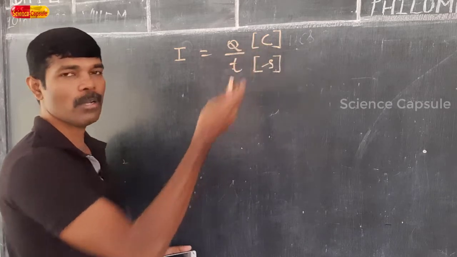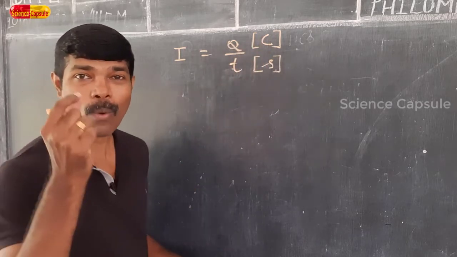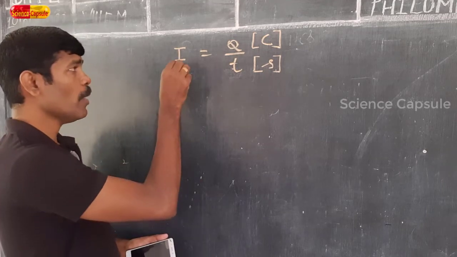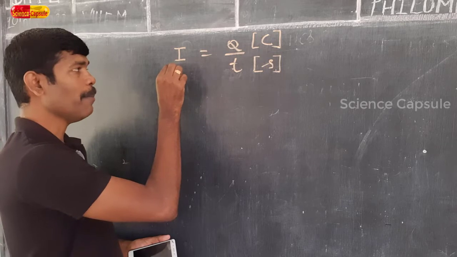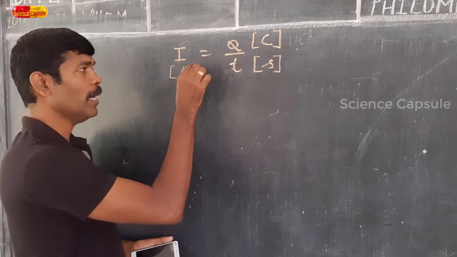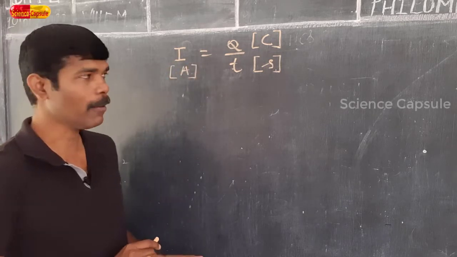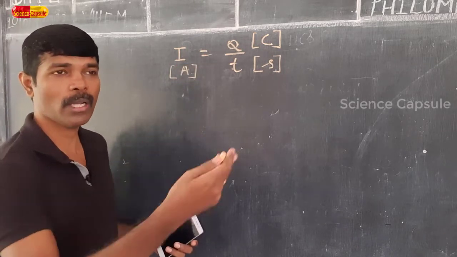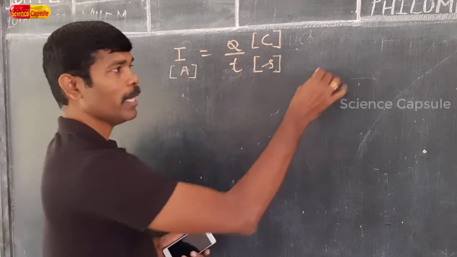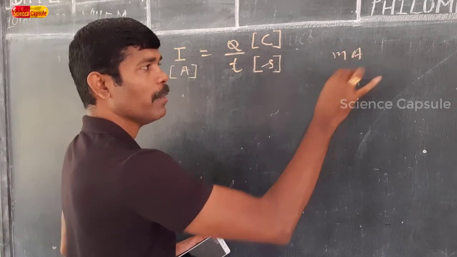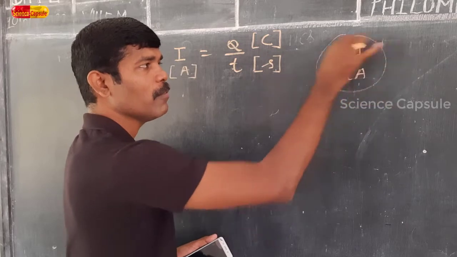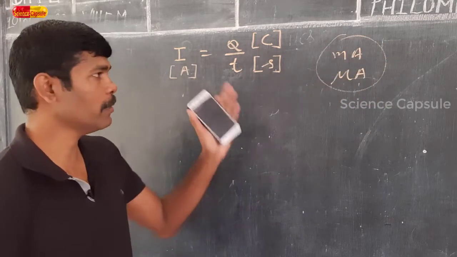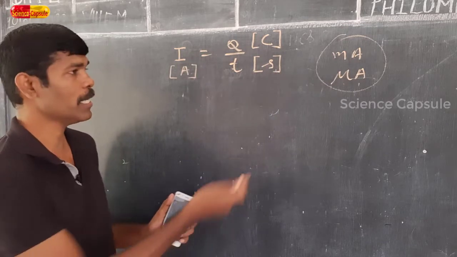If 1 coulomb of charge is flowing in a conductor in 1 second, then we call it 1 ampere of current. So the SI unit of current is ampere and it is represented by the symbol A. Here 1 ampere is the larger current; smaller currents are measured in milliampere and microampere. The conversions are already given in the previous video available on my channel, so you can watch those videos.